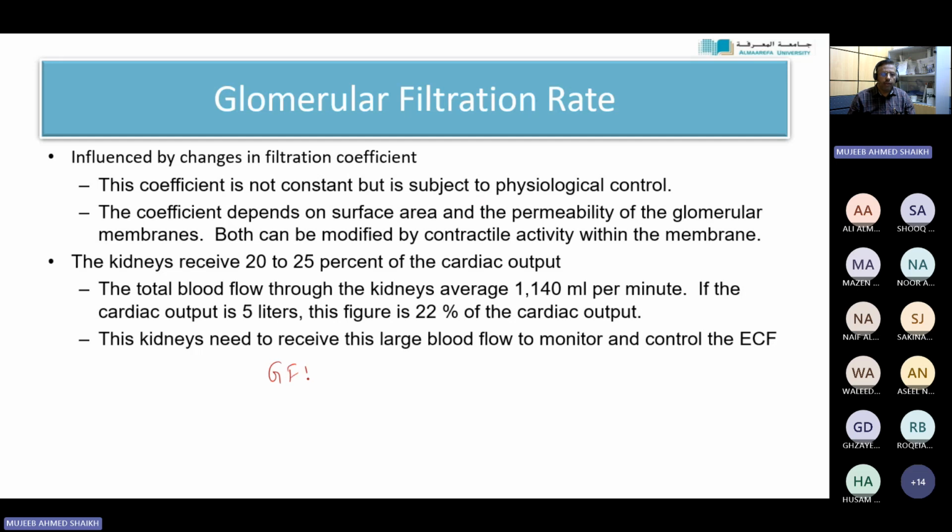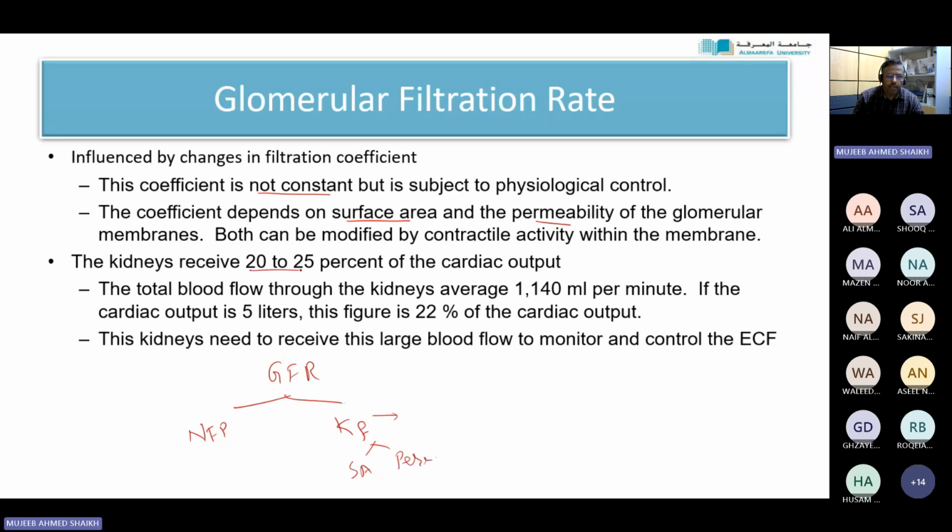I told you GFR depends upon basically two factors. One is net filtration pressure. The second one is KF, that is the filtration coefficient. Although this filtration coefficient is said to be constant, it may change in diseases. Some of the diseases we will see, in what conditions they lead to increase or decrease in the filtration coefficient. So the filtration coefficient is not constant, but it is subject to physiological control, and it depends upon the surface area and permeability.